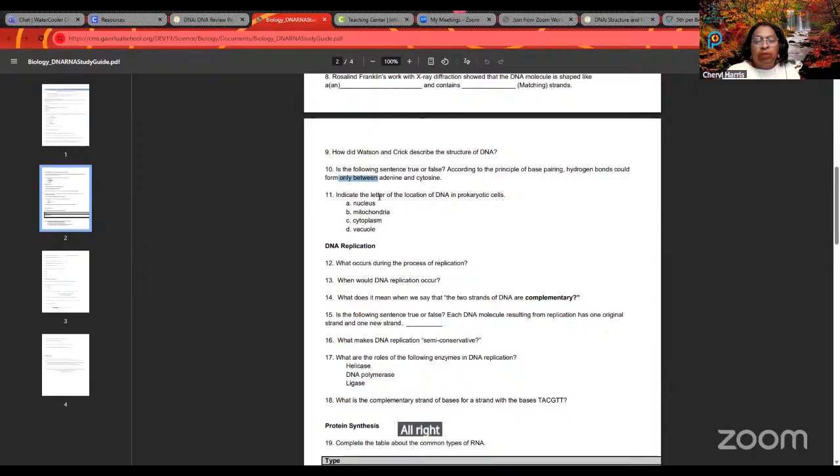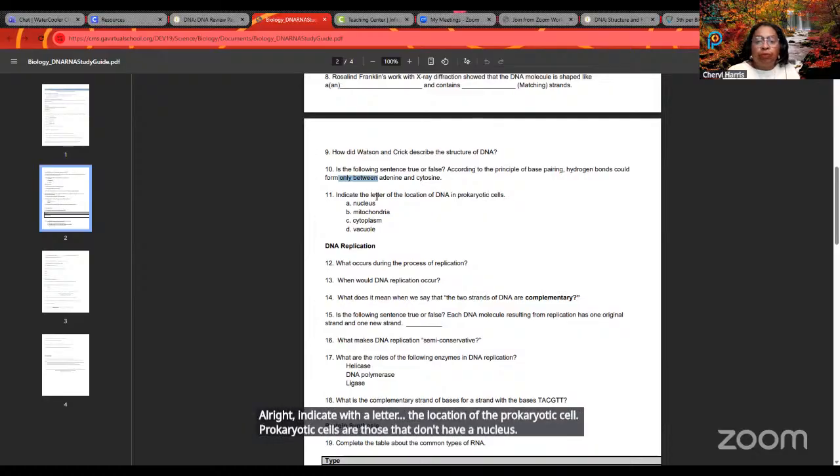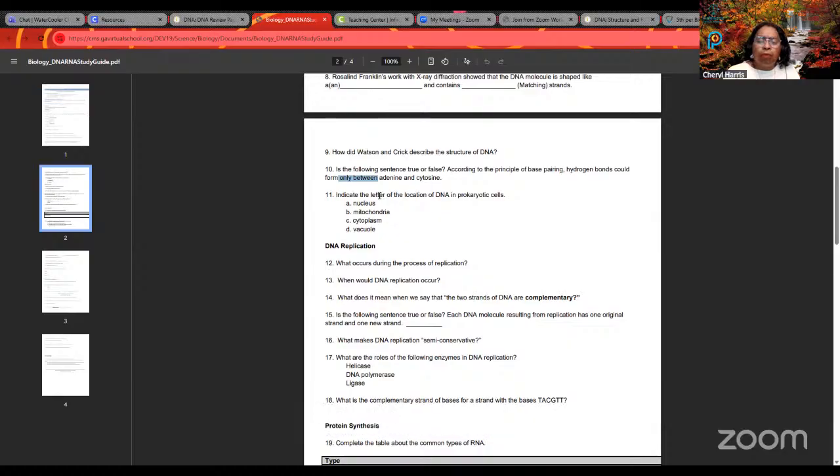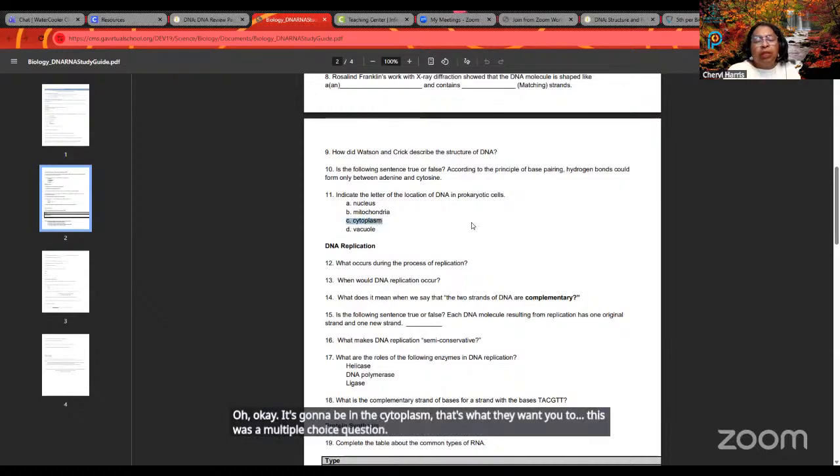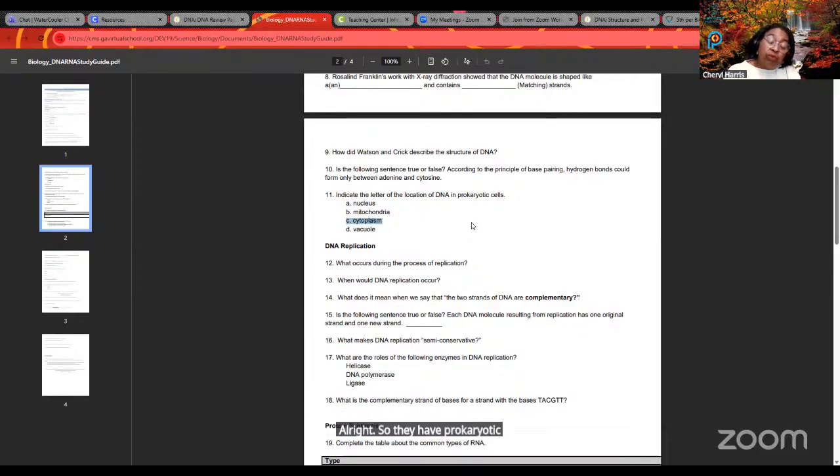All right, indicate with a letter the location of the prokaryotic cell. Prokaryotic cells are those that don't have a nucleus. It's going to be in the cytoplasm. That's what they want you to choose. This was a multiple choice question. All right. So prokaryotic cells don't have a nucleus, but they do have DNA. So some bacteria don't have a nucleus, but they will have genetic material. So it's just floating around in the cytoplasm.